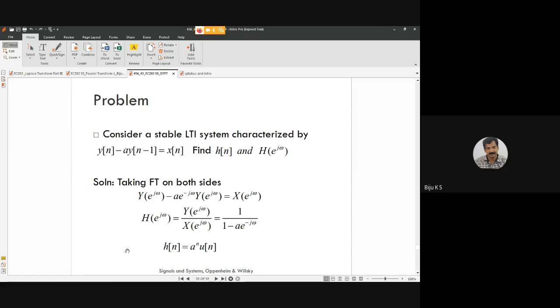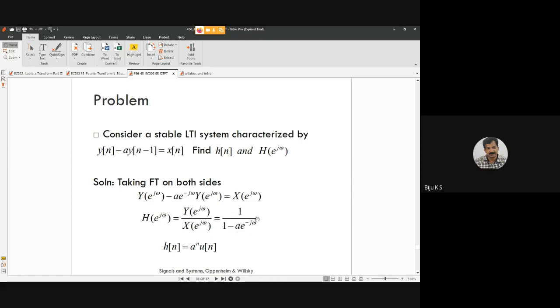Okay. So H of e raised to j omega. We can take the common factor of Y of e raised to j omega. That means it is equal to (1 minus a e raised to minus j omega) times Y(e^jω), equal to X(e^jω). So Y(e^jω) by X(e^jω) is equal to 1 by 1 minus a into e raised to minus j omega.